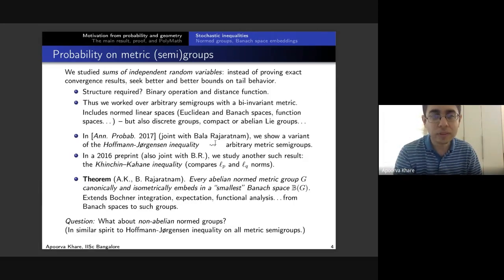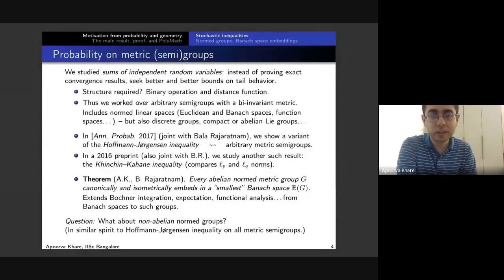So the natural question is, I know that I can prove some abelian group thing here. I can prove some results in this generality now, like functional analysis, some results there or some Bochner integration. What about non-abelian normed groups? If I know that the group is non-abelian, I know it's a group, so it's stronger than this. And I also know it is normed, which is a very strong condition. Then can you prove some other results that are there? There are natural results, like can you extend this Khinchin-Kahane inequality from abelian groups to non-abelian groups, which are normed?